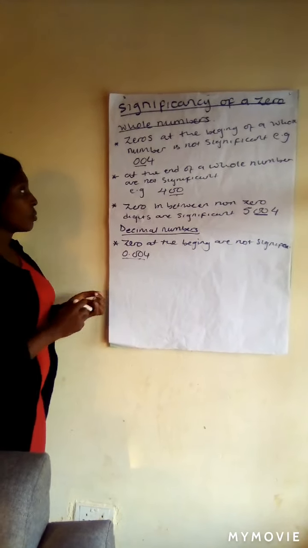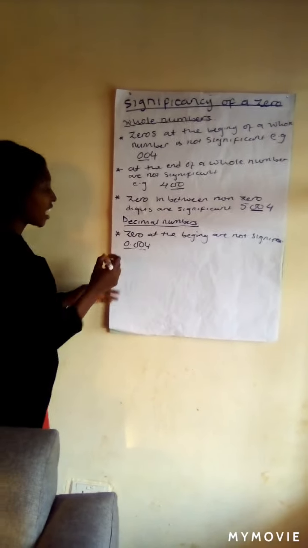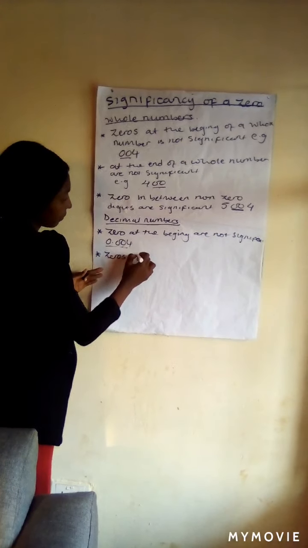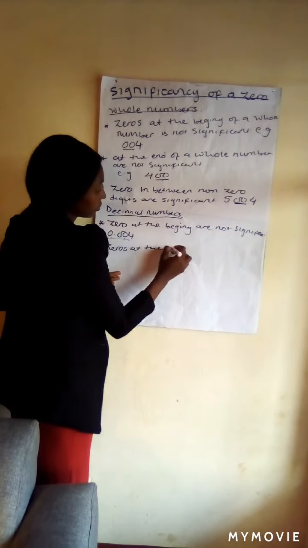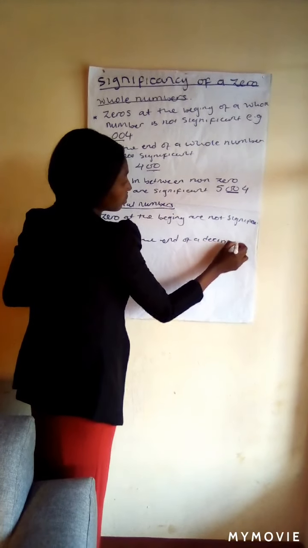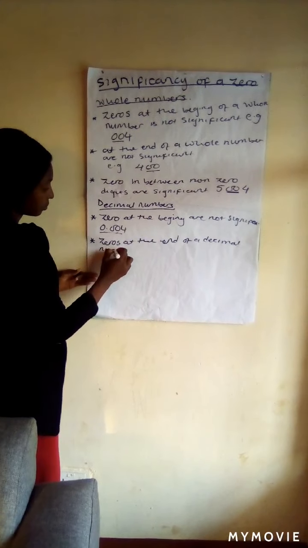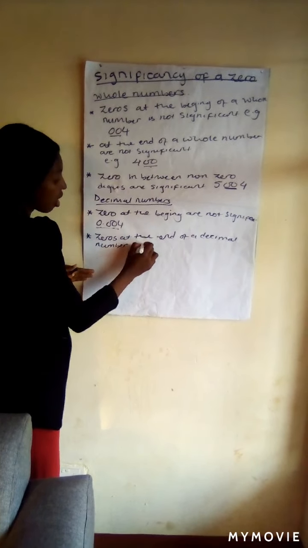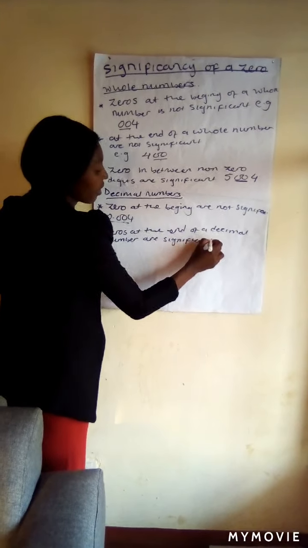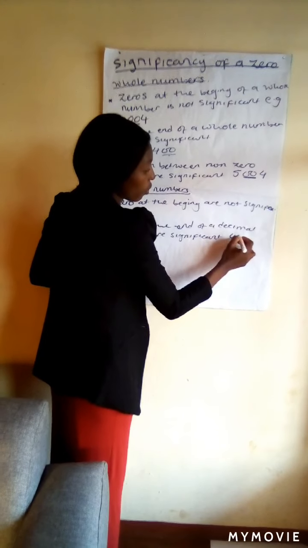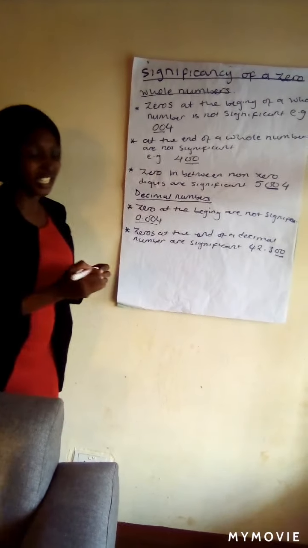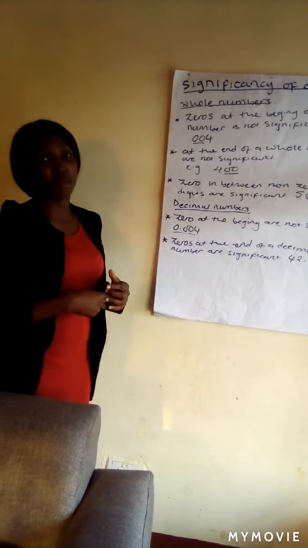Then the same applies with decimal numbers. When you look at zeros at the end of a decimal number, zeros at the end of a decimal number are significant. We have an example of maybe 42.300. These two zeros at the end of that decimal number are significant. They are very important.